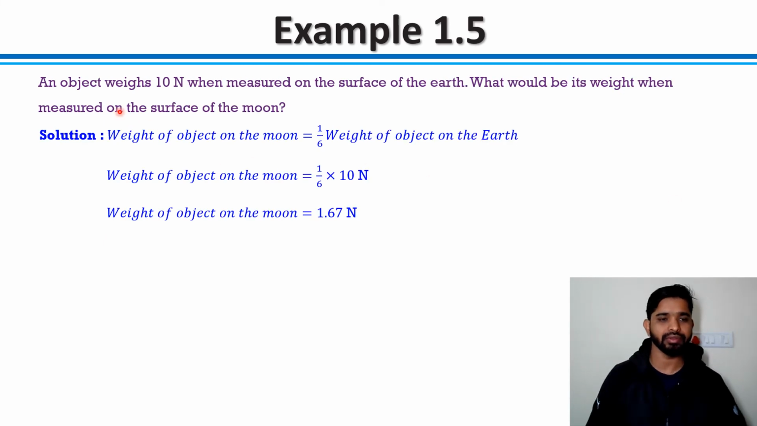Here we have one other question. If the object weighs 10 Newton on the earth's surface, what will be its weight on the moon? We know that the weight of an object on the moon will be 1 by 6 of the weight on the earth. So that's how the weight of that object is 1.67 Newtons.